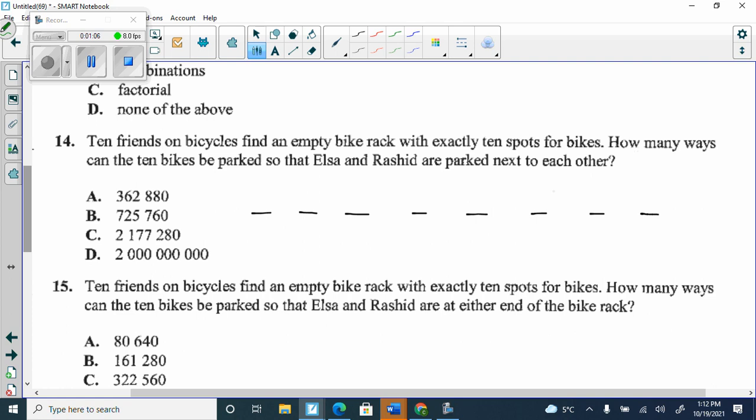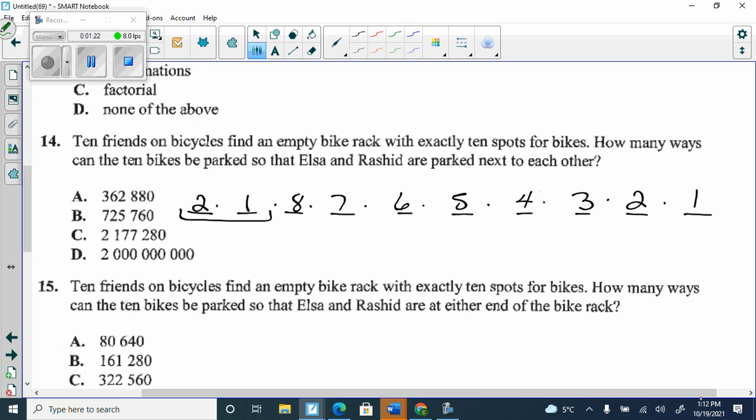1, 2, 3, 4, 5, 6, 7, 8, 9, 10. Elsa and Rashid. How many? 2, 1, boom. How many people left? 8, 7, 6, 5, 4, 3, 2, 1. And then what do I have to still do? Times it by 9. The only reason why I do the multiplication symbol is that you're seeing that it's added to the back. You could use a dot, absolutely fine. I'm just proving a point. So we'd get 2 factorial times 9 factorial, or 2 factorial is just 2 times 9 factorial, which is?